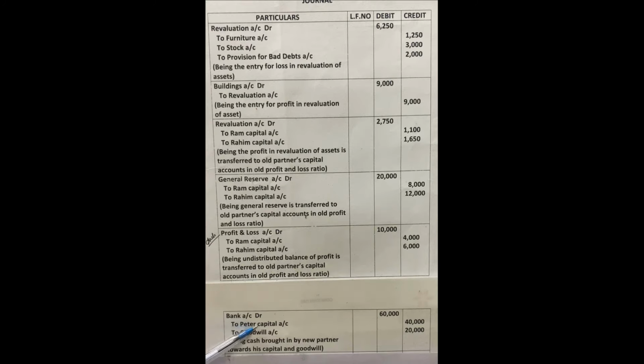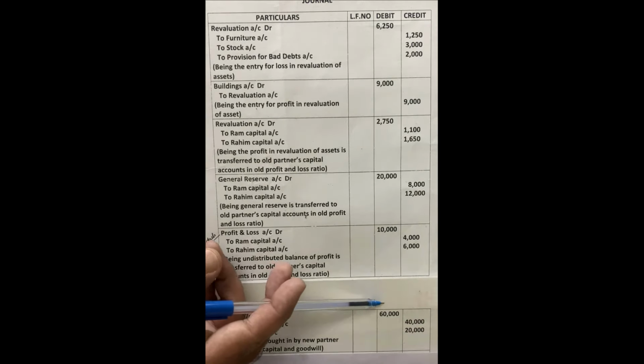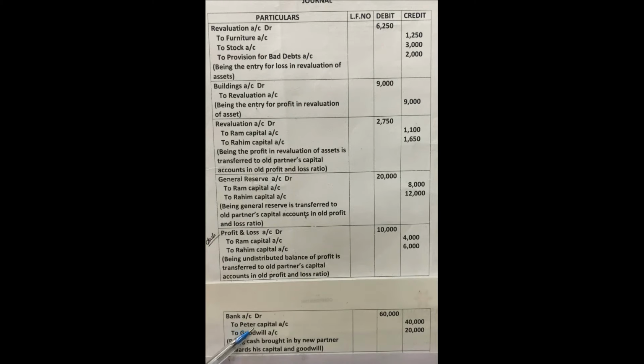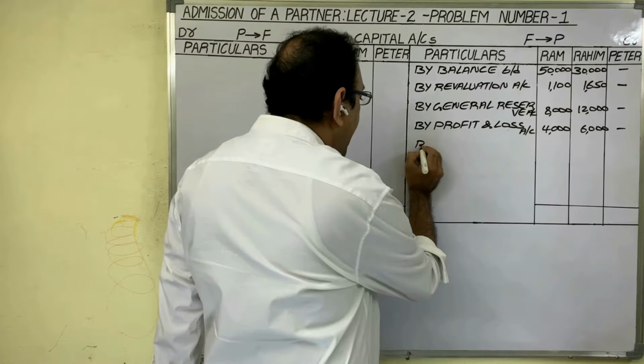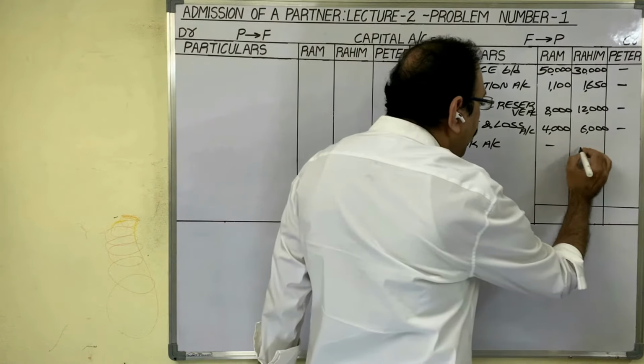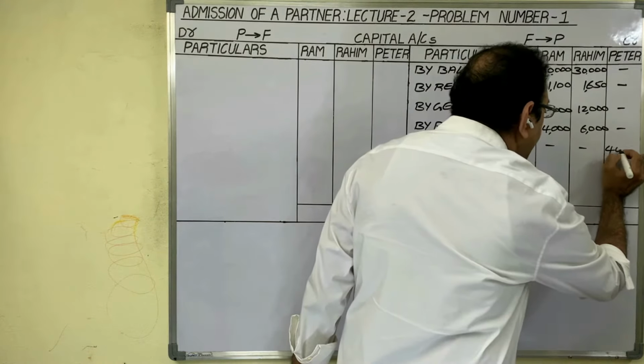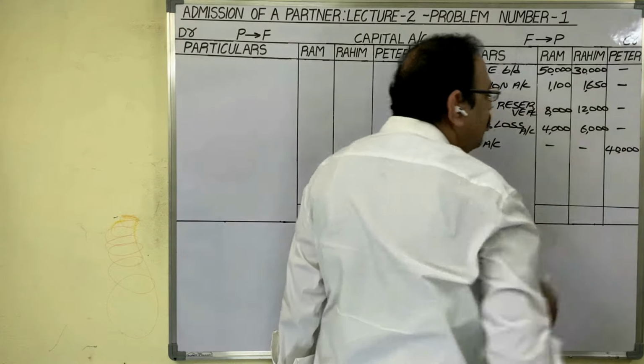Now we are preparing the capital account. Observe, is the capital account debited or credited? Capital account is credited, therefore this entry we should write on the credit side. In the particulars column, what to write? As we debited bank account, write down 'By bank account'. But in the amount column, you should not write the 60,000 rupees. In Peter capital account we are posting this entry, so in the Peter column write Peter's capital amount 40,000. By bank account, Peter is bringing 40,000 rupees capital now.